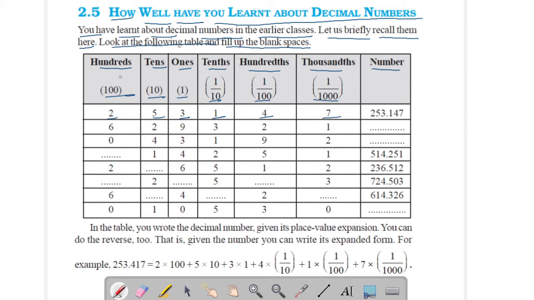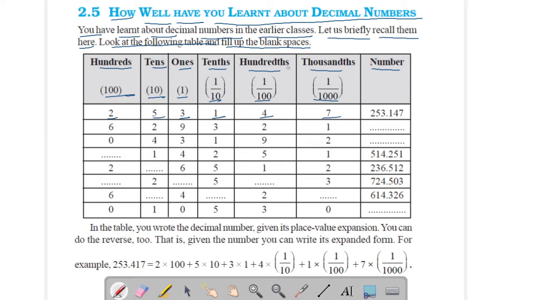Here 2 is on hundreds place. It means it will be 200. 5 is on tens place. It means it is 5 into 10, that is 50. And 3 is on ones place. You will get 3 into 1, that is 3. 1 is on tenths place. It means you have to multiply 1 by 1 upon 10. You will get 1 upon 10.